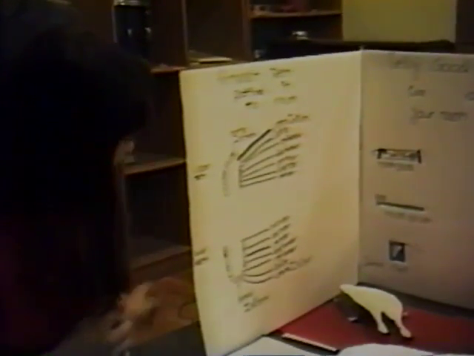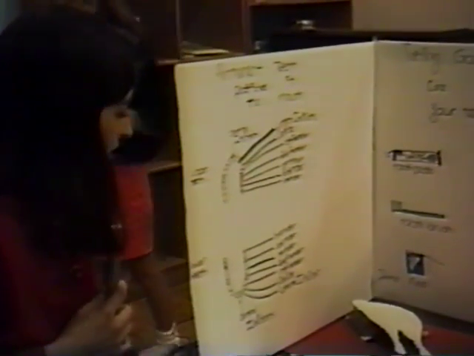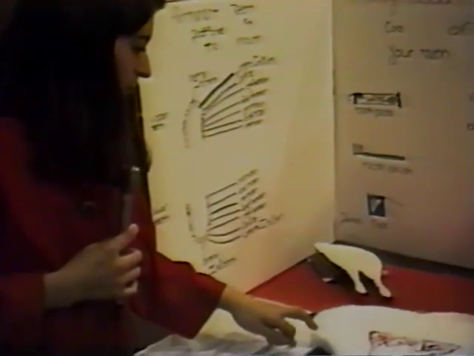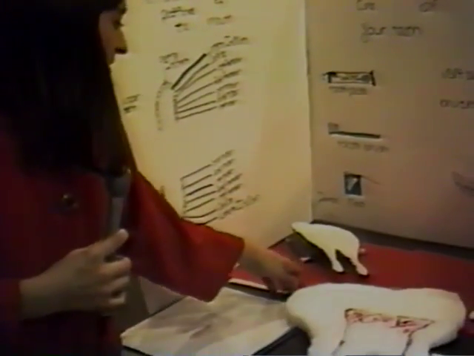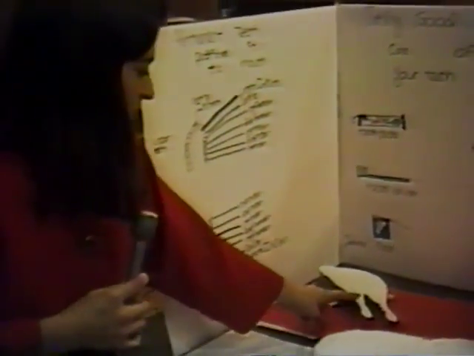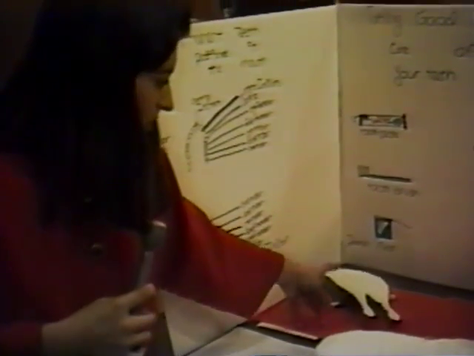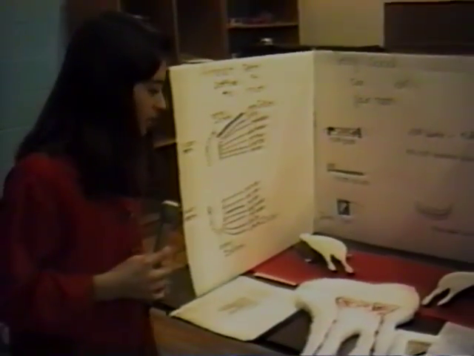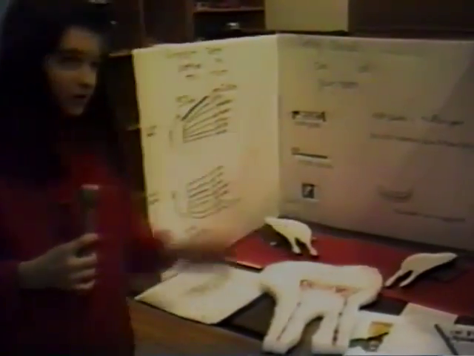This one shows how the teeth are lined up in the jaw. This one is a model. And these two represent what happens when you don't brush your teeth, which would be this one, and one that's clean, what happens when you do brush your teeth, would be that one.